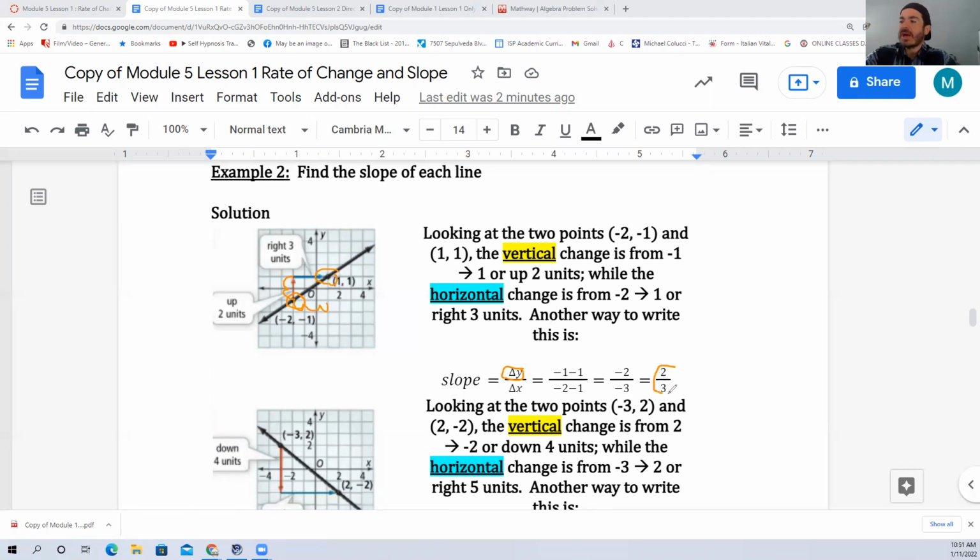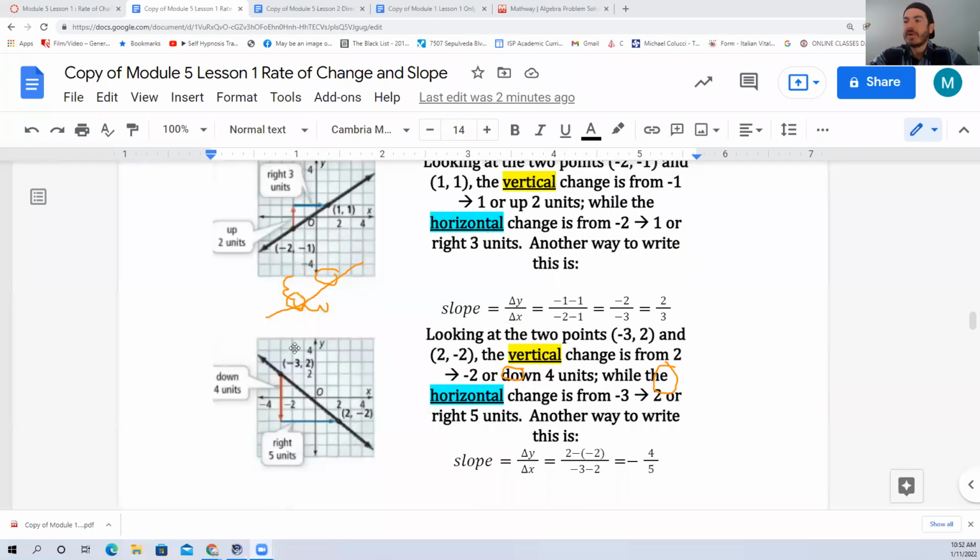And the slope of this line, the level of steepness, is 2/3 positive. And I know it's positive just by looking at the graph, because if I had to walk from left to right, I would be walking uphill. And whenever I'm walking uphill, it's going to be a positive slope. So let's look at the next one here.